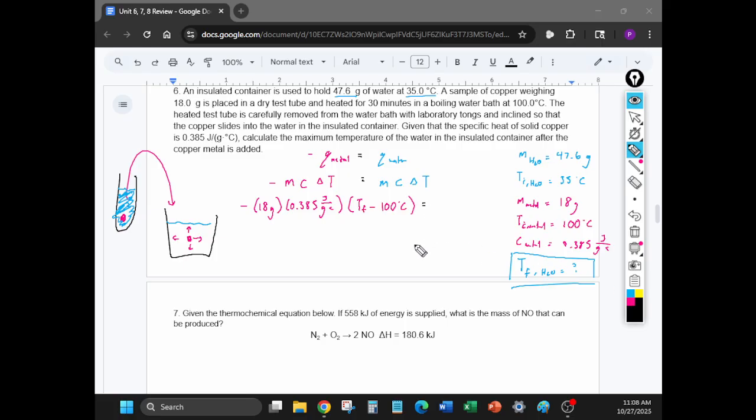Okay, equals, and then we're going to plug in our values for the water side. Okay, I'm going to rewrite this equation just so the equal sign lines up, but I'll give you guys about 30 seconds or so. See if you guys can plug in the values correctly for the water side.